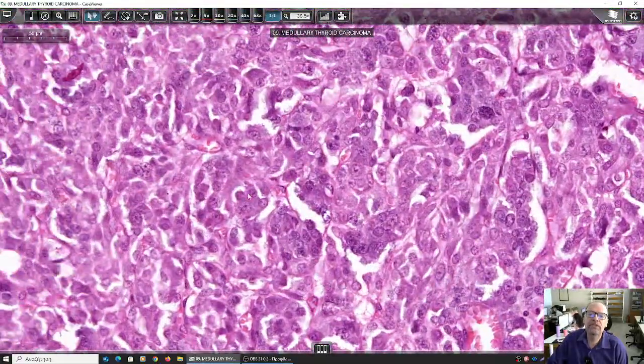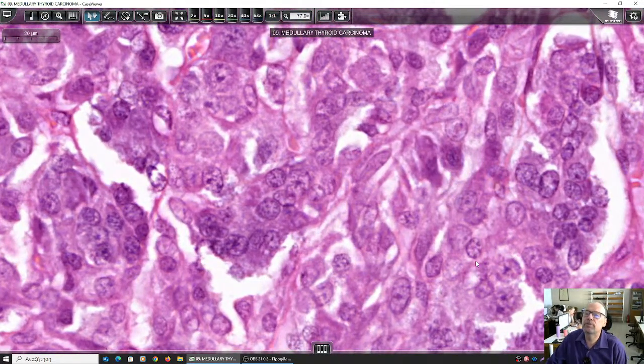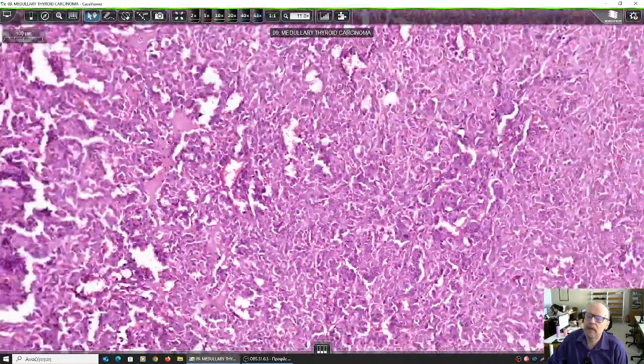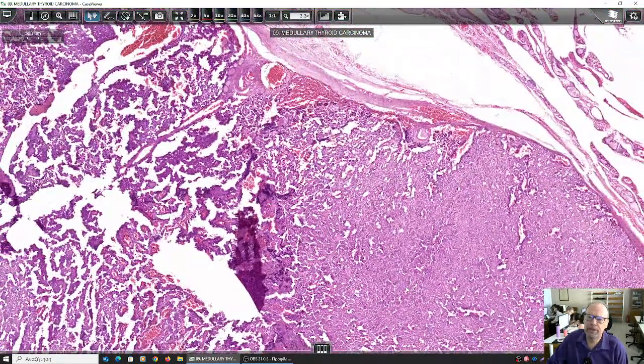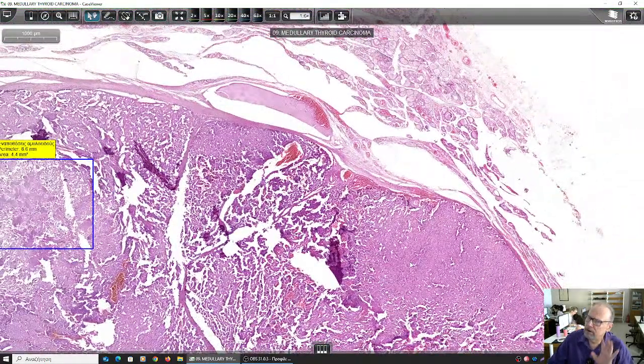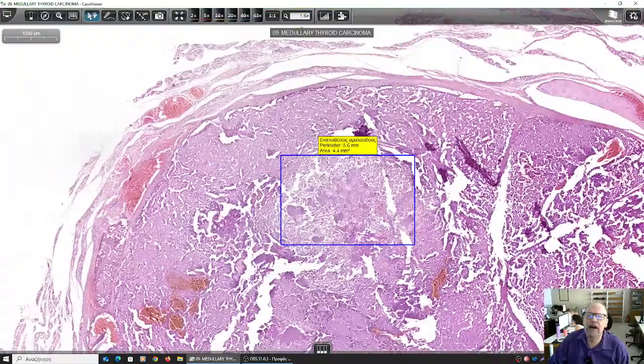You see the cells? They somehow have that salt and pepper pattern of chromatin distribution. You see here in the nucleus the salt and pepper. This is consistent with low-grade neuroendocrine tumors. However, this tumor, I'm not sure it is of low grade because it has an aggressive behavior. It can metastasize hematogenously to the lungs.